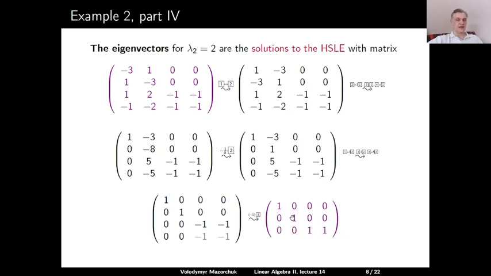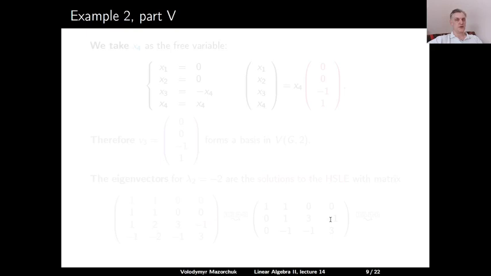So our leading elements are in the columns 1, 2, and 3. So we take x4 as a free variable. From the first equation, we have x1 is equal to 0. From the second equation, we have x2 is equal to 0. From the third equation, we have x3 is equal to -x4. And we add the trivial equation x4 is equal to x4 for our free variable.